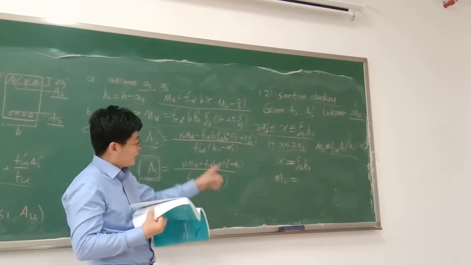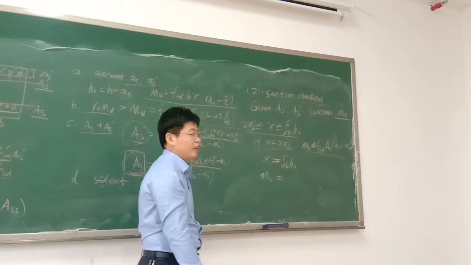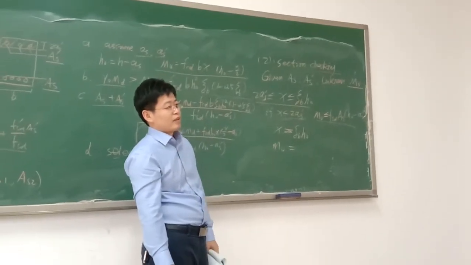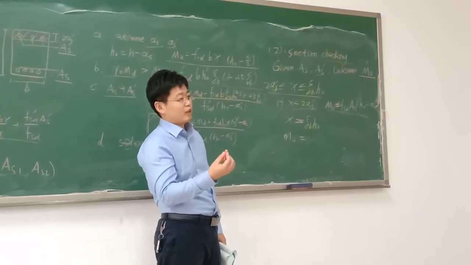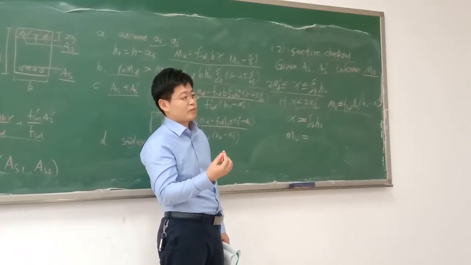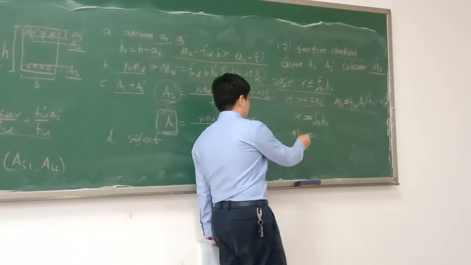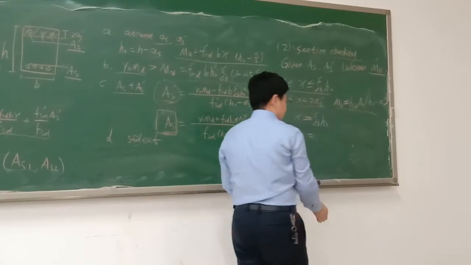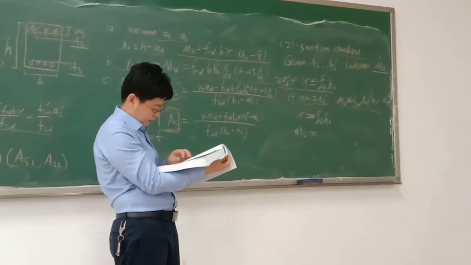If x is large, that means it is over reinforcement. Some of the reinforcement is not fully used. It cannot reach the yield strength. Then we use this value of x, the boundary condition, where we calculate this force.